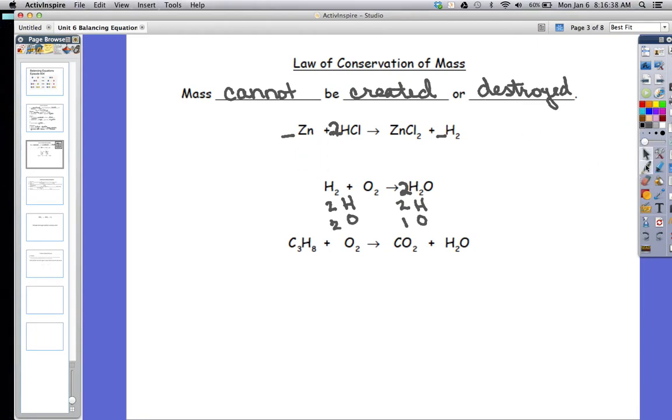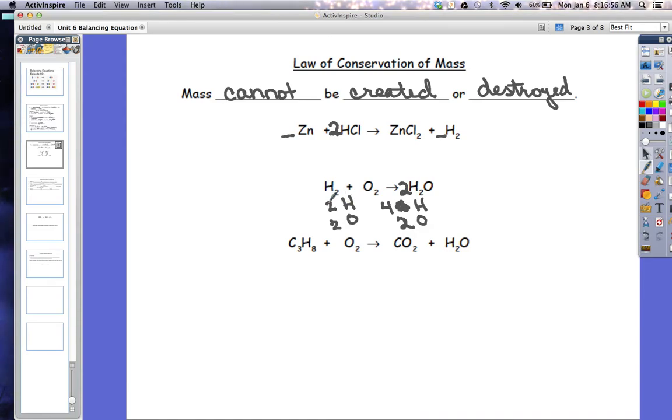If I put a 2 right there, what does that do to my entire compound? Well, it doubles it. So now I have 2 oxygens, but I have 4 hydrogens. So now my oxygens are balanced, but it messed up my hydrogens. So I'm going to go back.